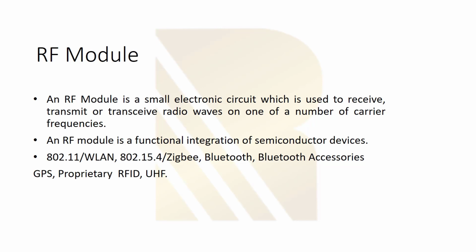So we say radio waves on one of a number of carrier frequencies. It means that these radio waves have a high frequency. When we say carrier frequency, it's a high frequency. We will talk about carrier frequency and also oscillator and this kind of things. An RF module is a functional integration of semiconductor devices. So we have lots of RF module examples like WLAN, Zigbee, Bluetooth, GPS. All of these applications have their own RF module, own circuitry.